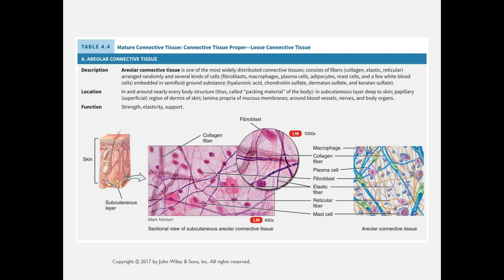So when you look at this in the lab, what I'll tell you is look for characteristics that are only found in your areolar connective tissue, and you don't find it in many of the others. So what's the function? Strength, elasticity, and support. Basically to give a framework and support all of the body tissues.